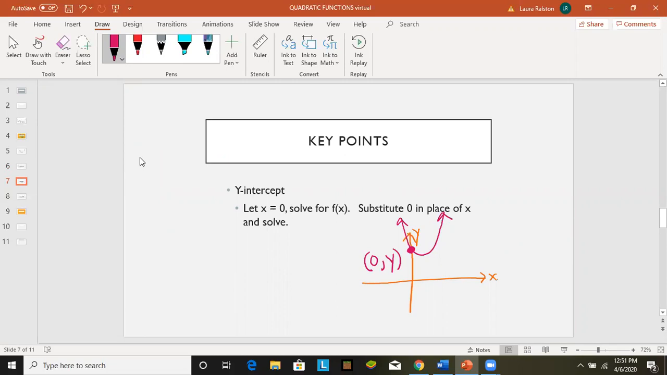The y-intercept is where it crosses the y-axis. To find it, it's the same process we used all semester. We let x equal 0 and solve for y.